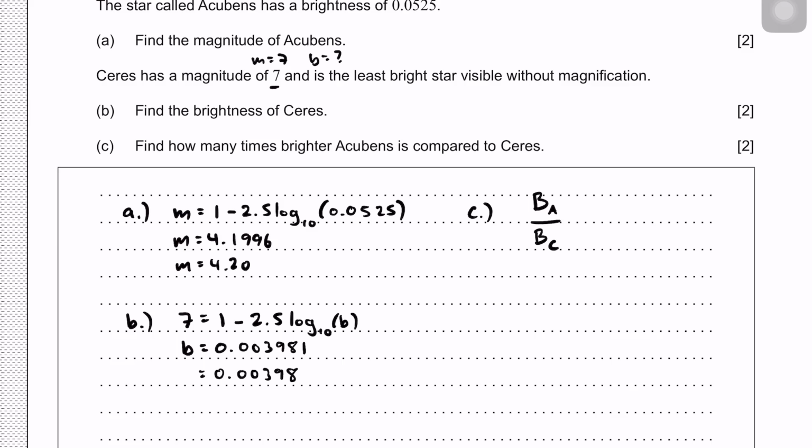Brightness of Acubens is, I'm going to actually write it underneath, 0.0525. Brightness of Ceres is equal to 0.00398. And that's all it is, really. How many times greater is the brightness of Acubens compared to the brightness of Ceres? So let's go ahead and put this into the calculator, and we should be able to find a result here.